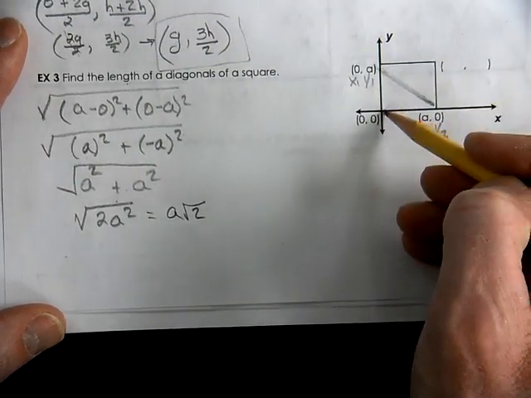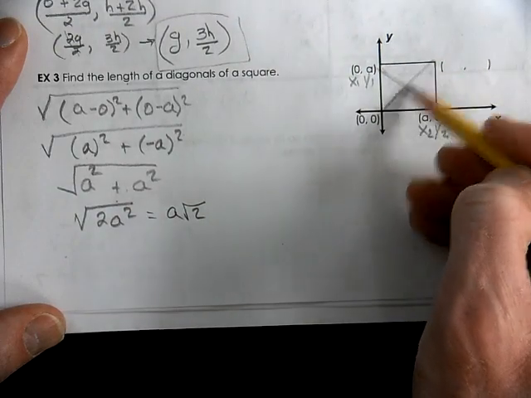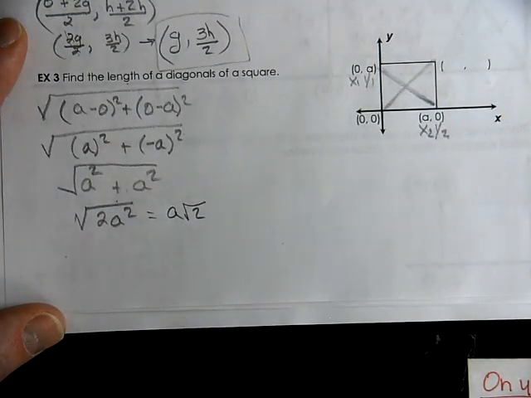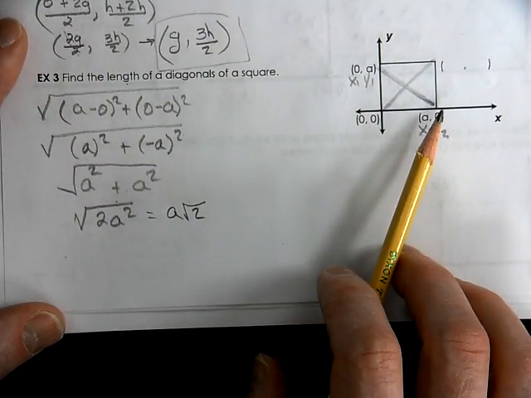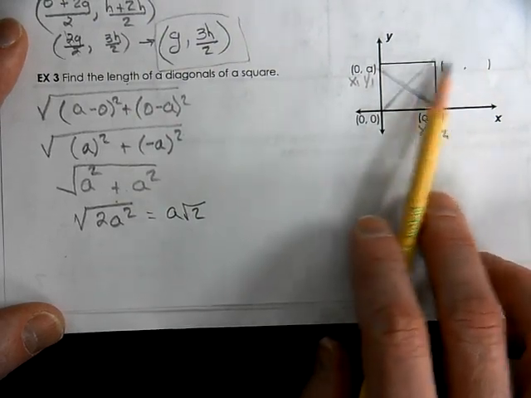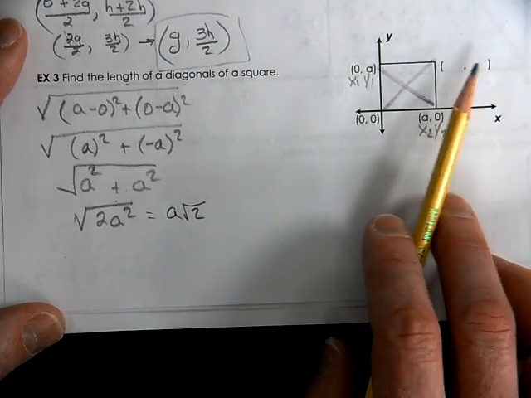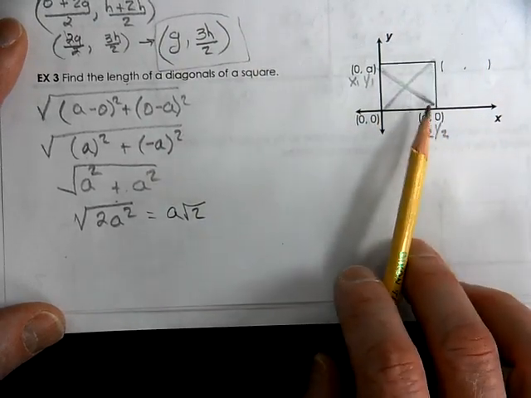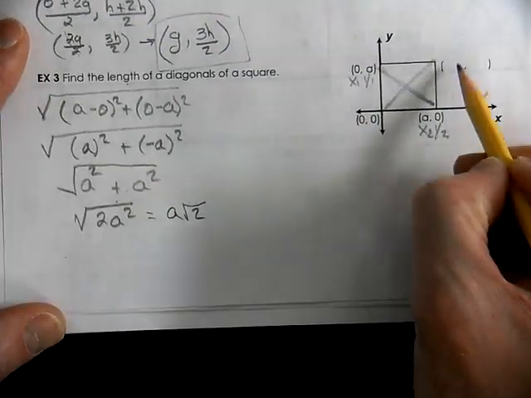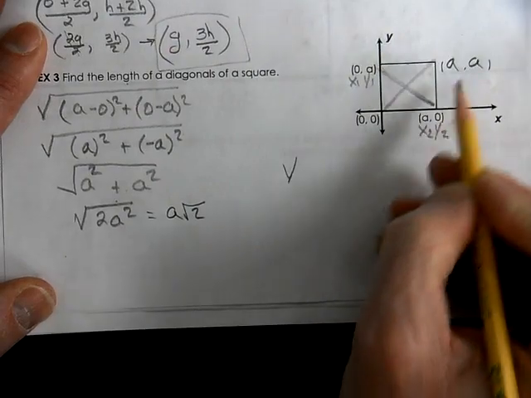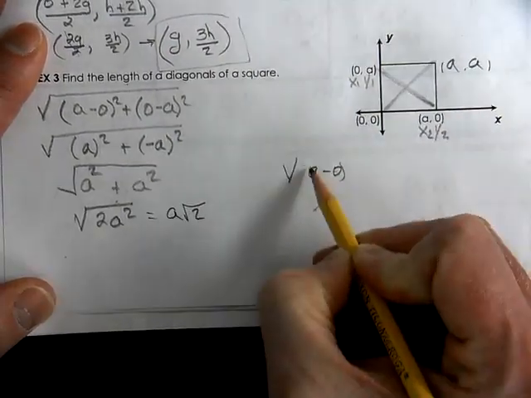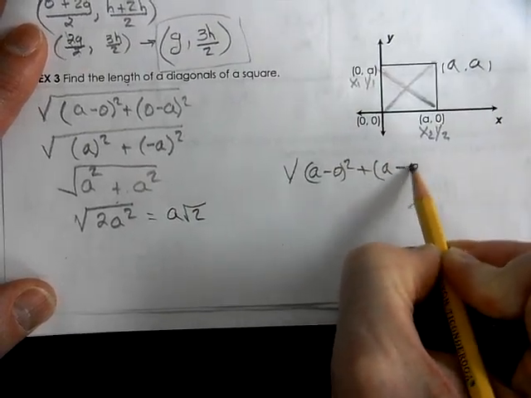What do you suspect is going to happen with our other diagonal length? Is that going to be the same? Is that going to be different? Same. Any rectangle shape is going to have congruent diagonals. A square is a type of rectangle. It has right angles. We have to figure out this coordinate. So what's this coordinate going to be? Everyone think about that. How far over do we go? A. How far up do we go? A. So this has to be a comma a. Now we can do our distance formula again. So we do our x minus our x squared plus our y minus our y squared.